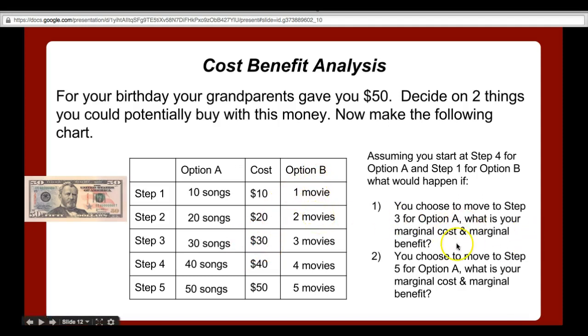So your marginal cost is that I miss out on 10 songs. Your marginal cost is, what do I miss out on? I miss out on 10 songs because I go from 40 songs to 30 songs. But my marginal benefit is I get 1 more movie, going from 1 movie to 2 movies.